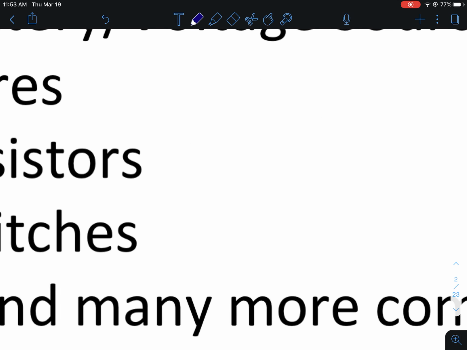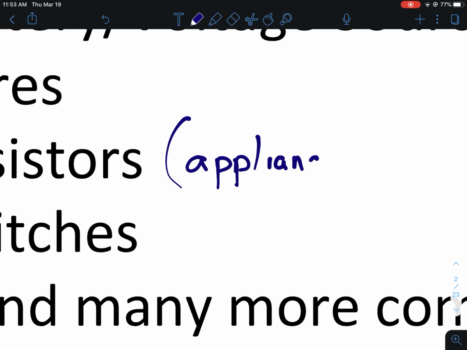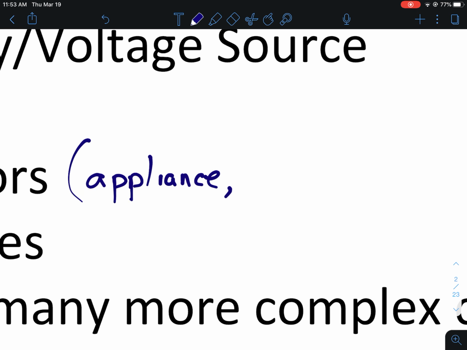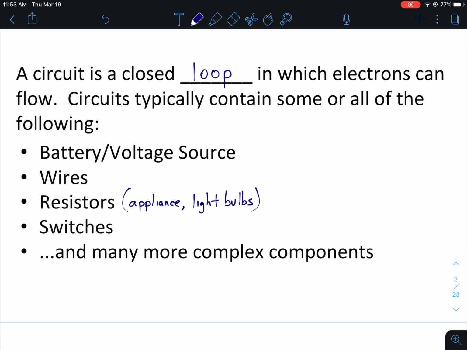Resistors is a general term for anything that draws power. So an appliance like a toaster, a microwave, even the charger that you have plugged into the wall right now, that would be a resistor. Also, we can group in things like light bulbs. They are also types of resistors. So resistor is a very vague or general category. It pretty much covers anything in your daily life that would draw electrical power and use electrical power.